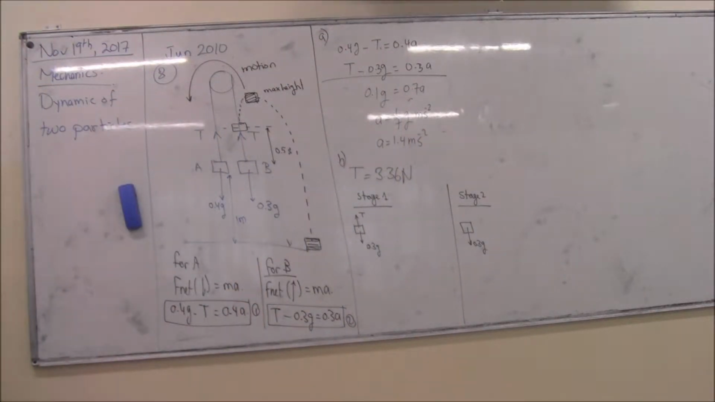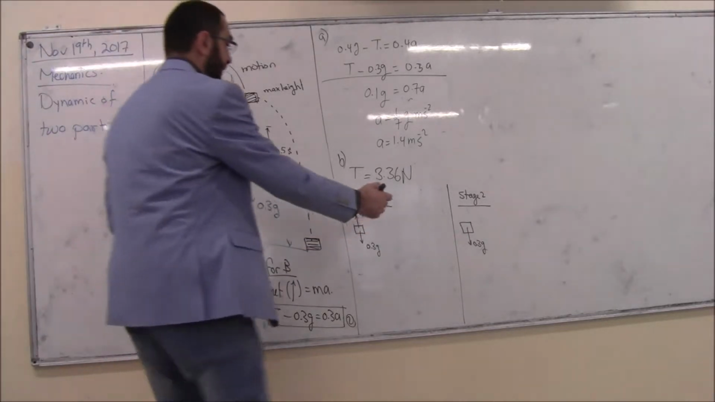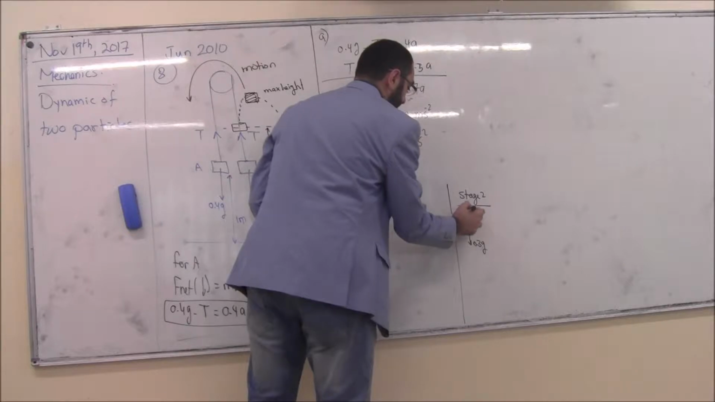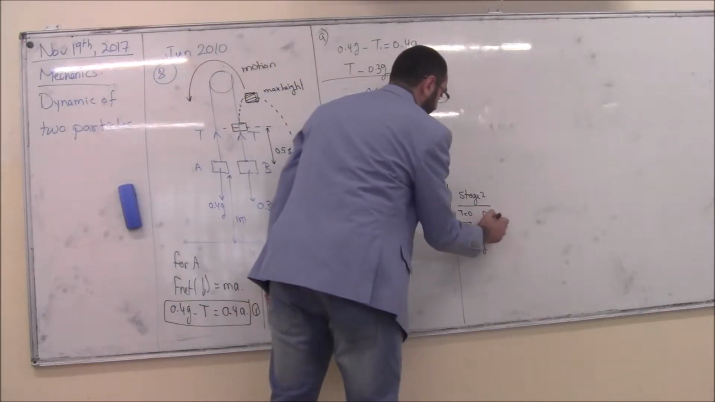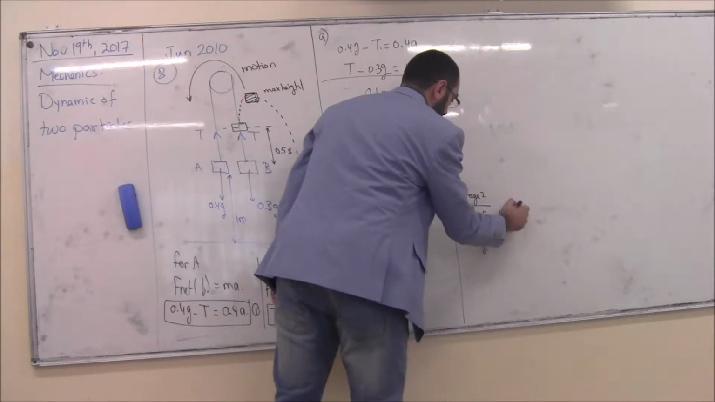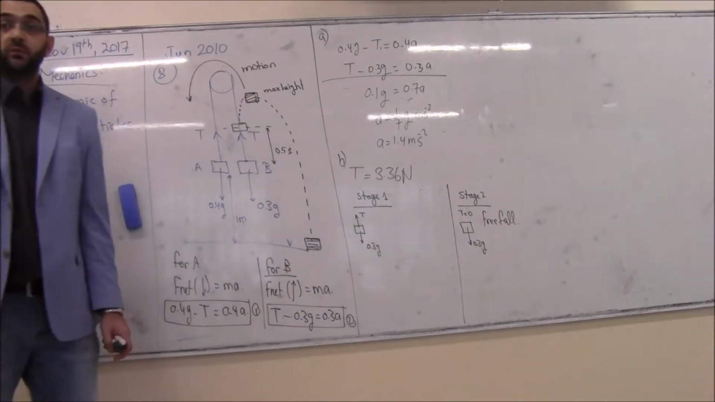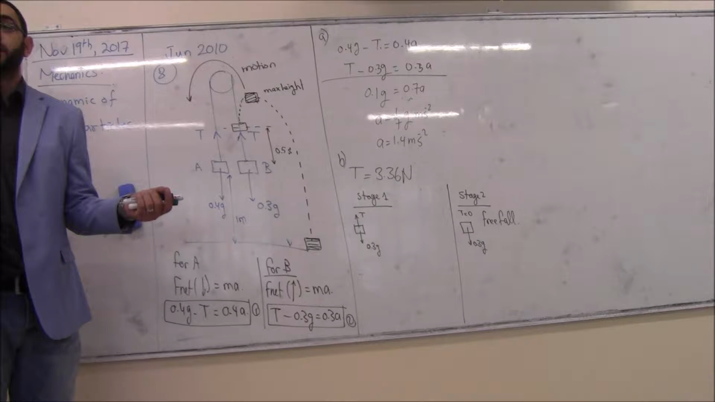0.3. G only. There's no tension. Tension now is what? Tension is 0. So this becomes what? Free fall.